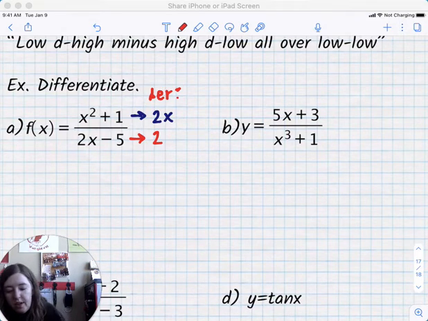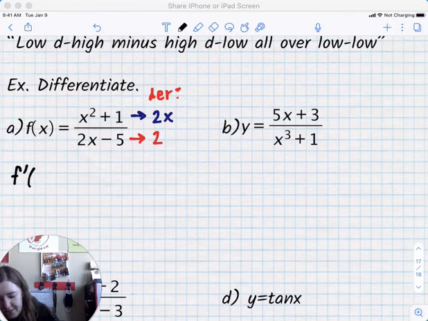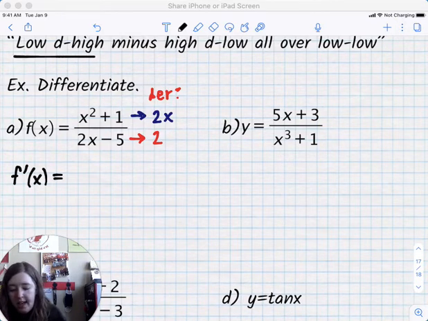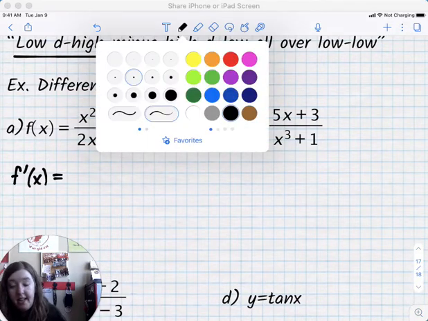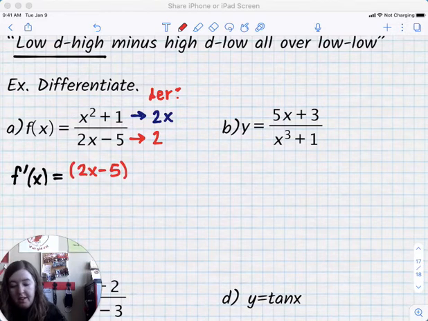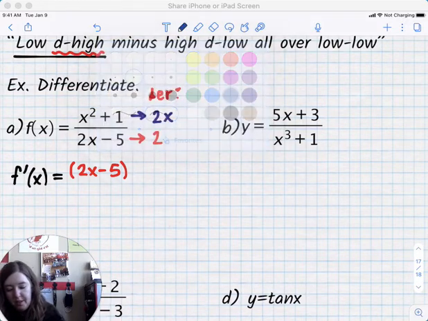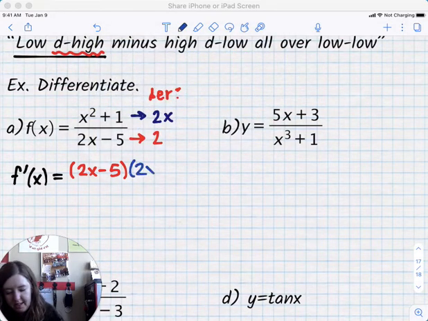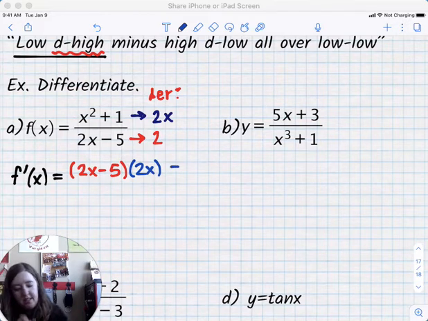Okay, so now we want to go ahead and find our actual derivative of this whole function. Low d high means take the function on the bottom, low, 2x minus 5, times the derivative of the top. So we'll multiply that by 2x. Then we have a minus.